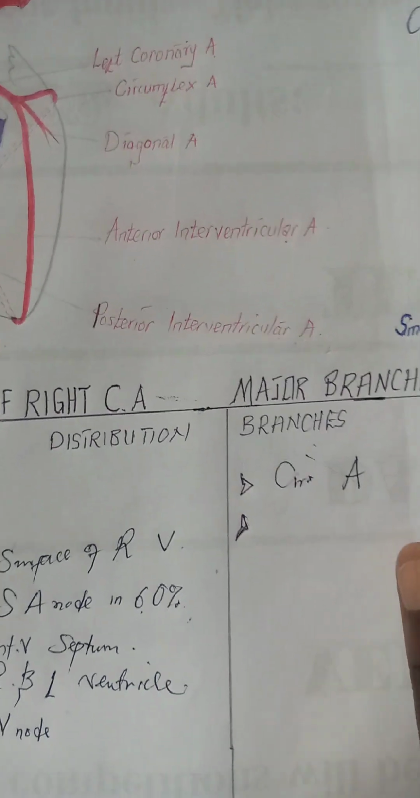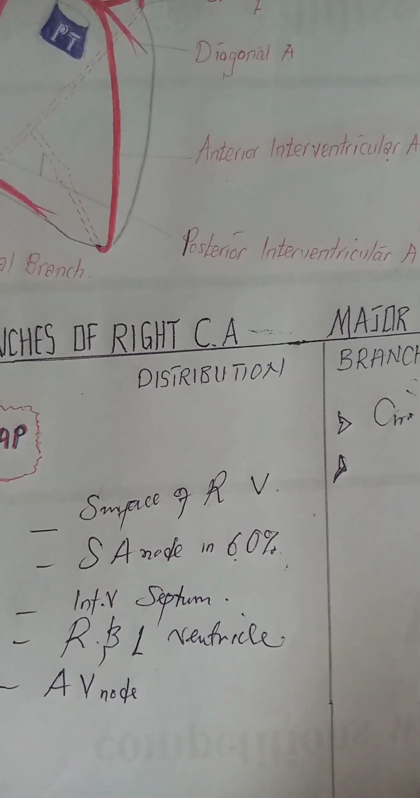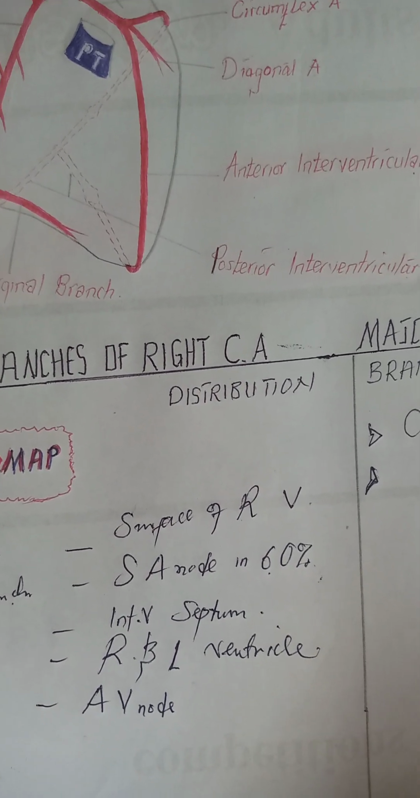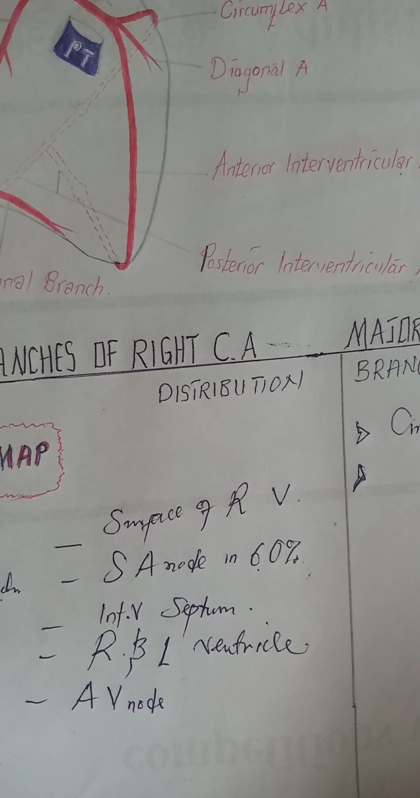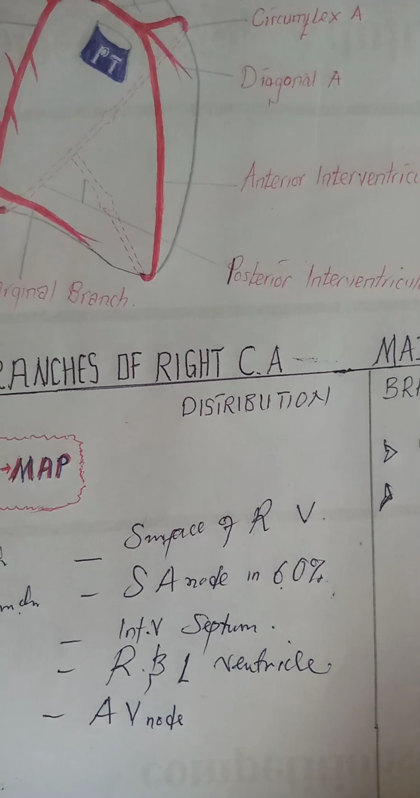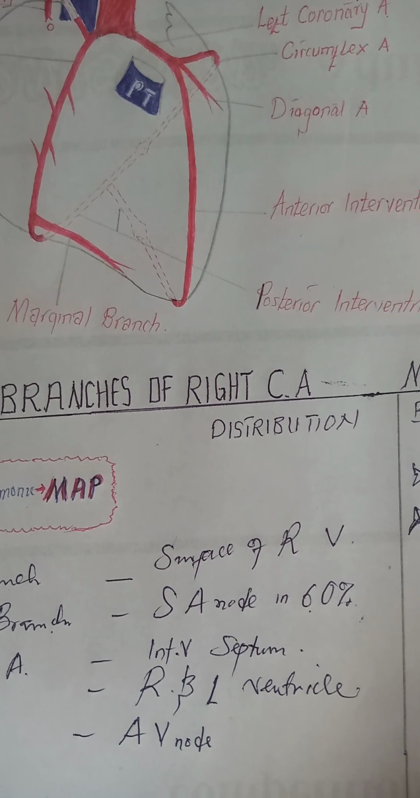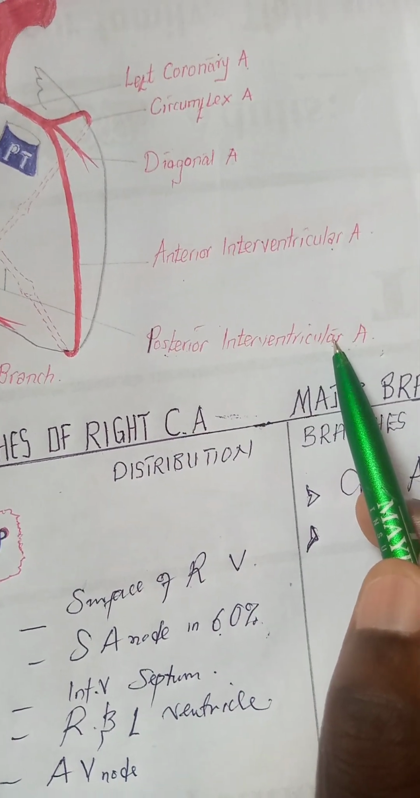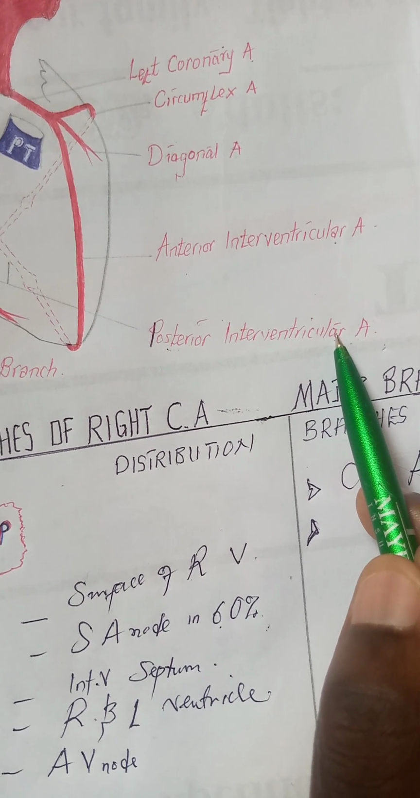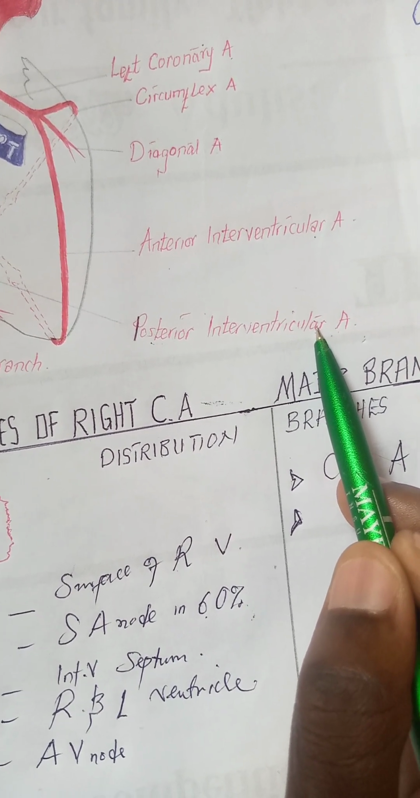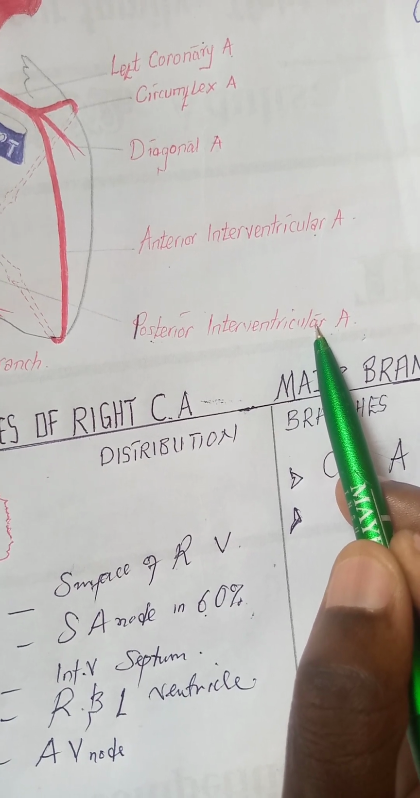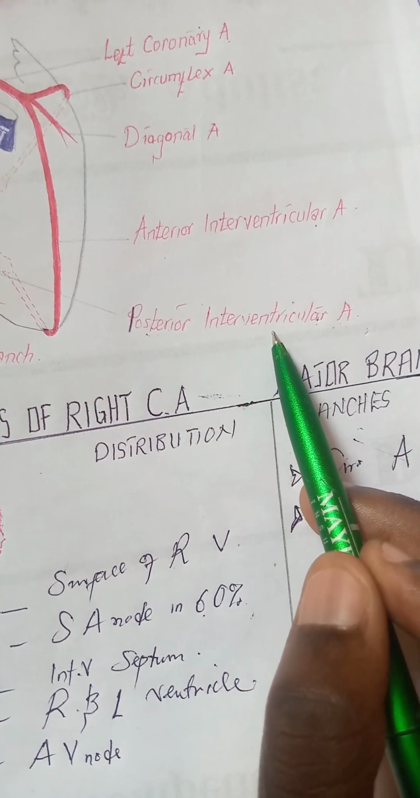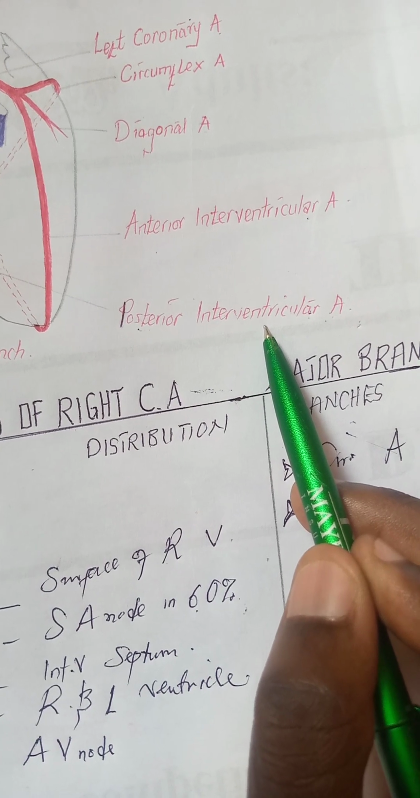Okay, so enough of the blood supply to the heart. But there is one thing we need to take note of, which is called variation in the coronary arteries, or rather coronary dominance. Coronary dominance is basically about the posterior interventricular artery. In the case where the posterior interventricular artery originates from the right coronary artery, that person will be called right dominant. And it's about 90% in individuals.